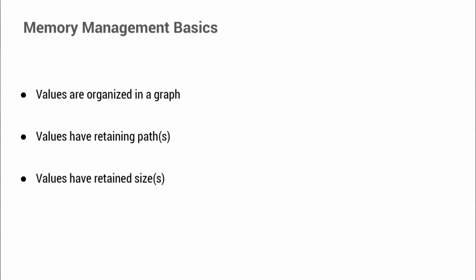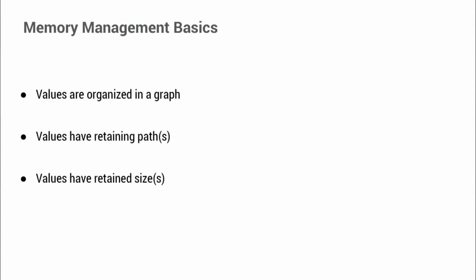So some memory management basics that we've covered. In general, the basic idea is that memory management in JavaScript and all the values are organized inside a graph. So remember the graph. They can have retaining paths. Any value that lacks a retaining path becomes garbage. And then there's retained sizes. And that's sort of the amount of memory that you're going to free up when the value itself becomes garbage.